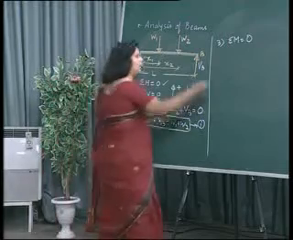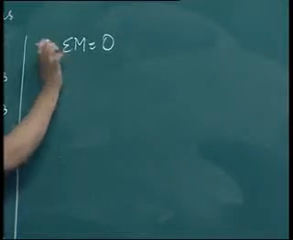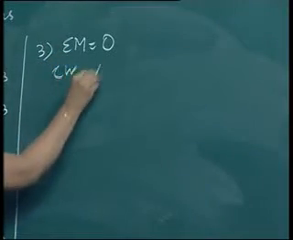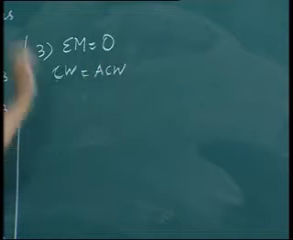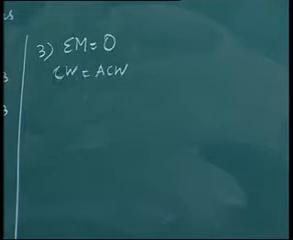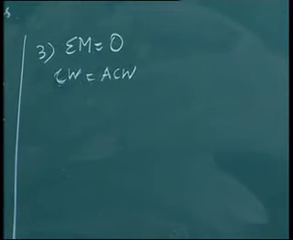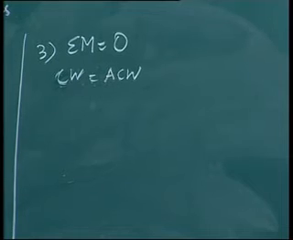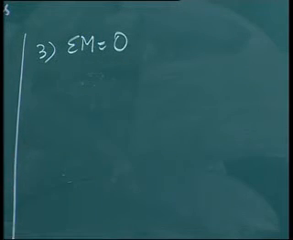When will it be equal to 0? When the clockwise moment is equal to the anti-clockwise moment. Also, we have to use the right hand thumb rule to determine the direction of the moment. So to start with, whenever we are taking a moment, we have to take a moment at a support.